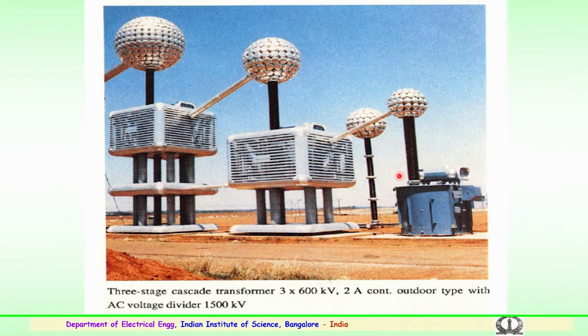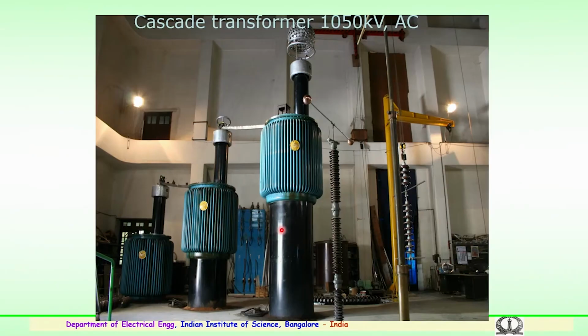Similarly, this is an example of a 3 stage cascade transformer kept outside in one of the laboratories, having a capability of 3 into 600 kilovolts, that is 1800 kV output across the third stage, with a current rating of 2 amps. This is an outdoor type with a suitable 1500 kV divider. Here again we have a 1050 kV, 1 amp AC source.